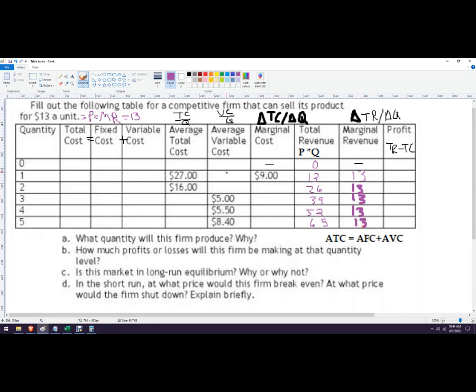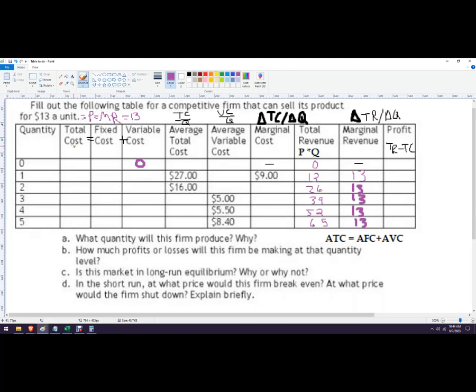Okay, so now the, quote unquote, harder part. Variable cost is the cost that changes when we produce more units. So if we don't produce any, our variable cost is actually 0.